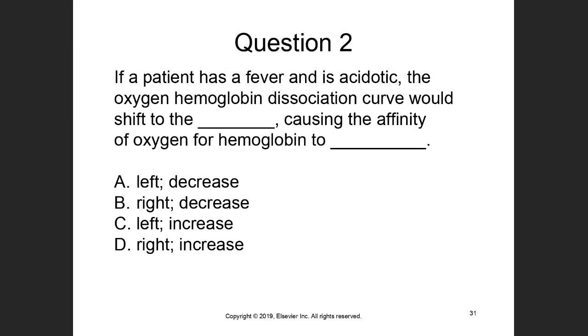And we have question number 2. If a patient has a fever and is acidotic, the oxygen-hemoglobin dissociation curve will shift to what, causing the affinity of oxygen for hemoglobin to do what? So remember, right here we have fever, that is high temperature, and acidity. Now the answer is B. The shift goes to the right, and the affinity of oxygen for hemoglobin decreases.